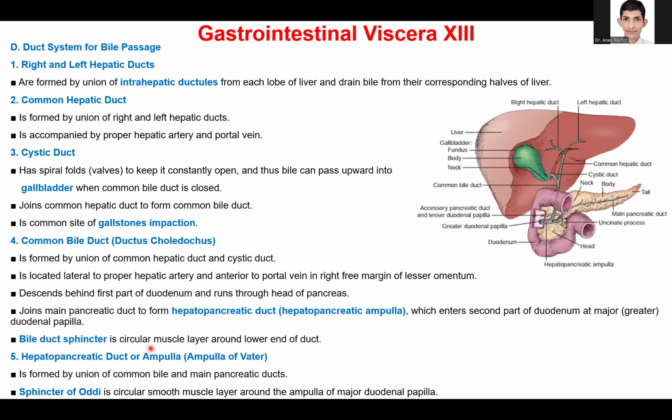Bile duct sphincter is a circular muscle layer around the lower end of the duct. The hepatopancreatic duct, or ampulla of Vater, is formed by the union of the common bile and main pancreatic ducts. The sphincter of Oddi is a circular smooth muscle layer around the ampulla of the major duodenal papilla.